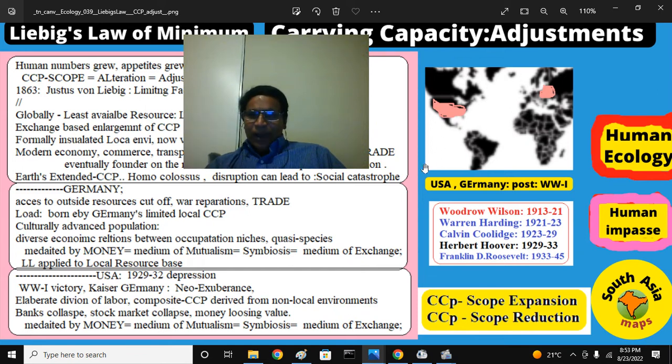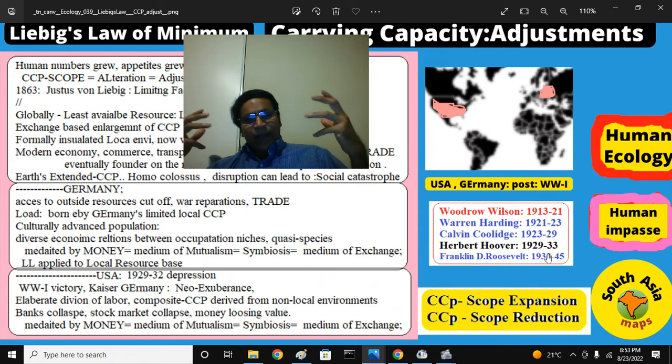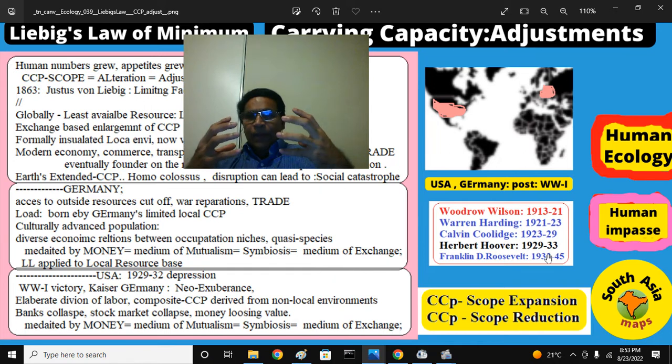Then the stock market collapsed in 1929, during the time of President Herbert Hoover, before Franklin Delano Roosevelt, and the banking system collapsed. Again, remember, this is a highly culturally developed, advanced country. Even though Homo sapiens, Homo colossus lived there, think of them in so many social, non-agricultural niches, quasi-speciation, interacting with each other in a mutual, symbiotic way.